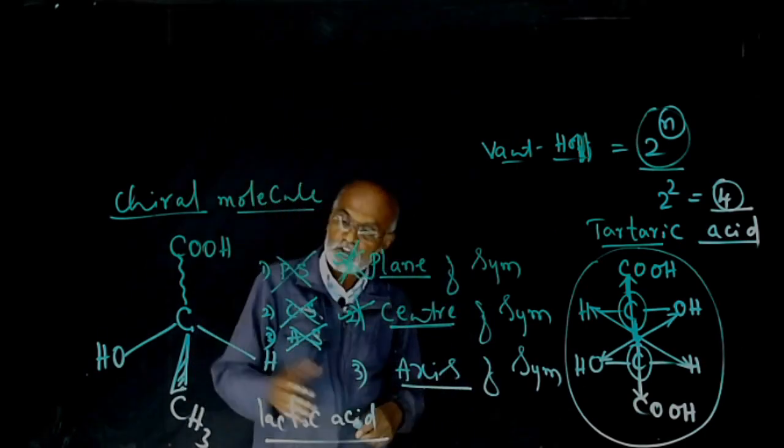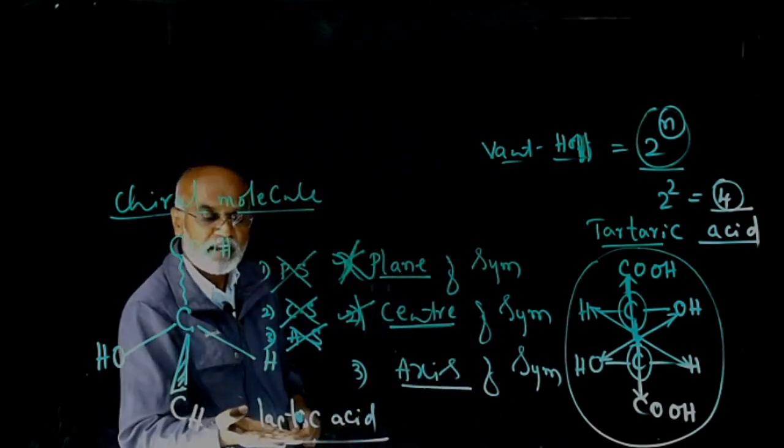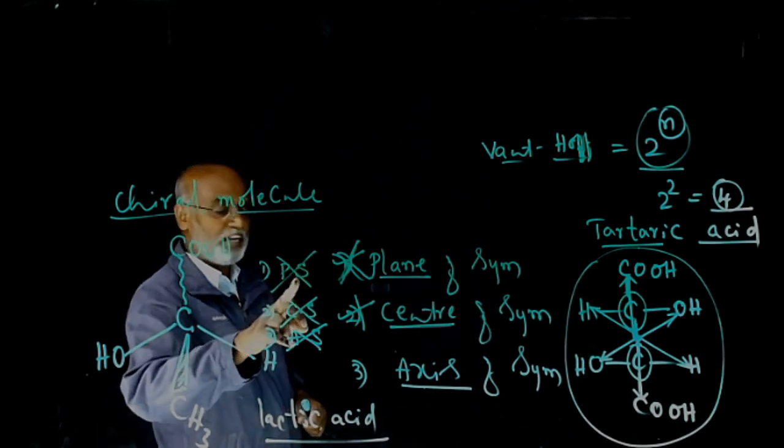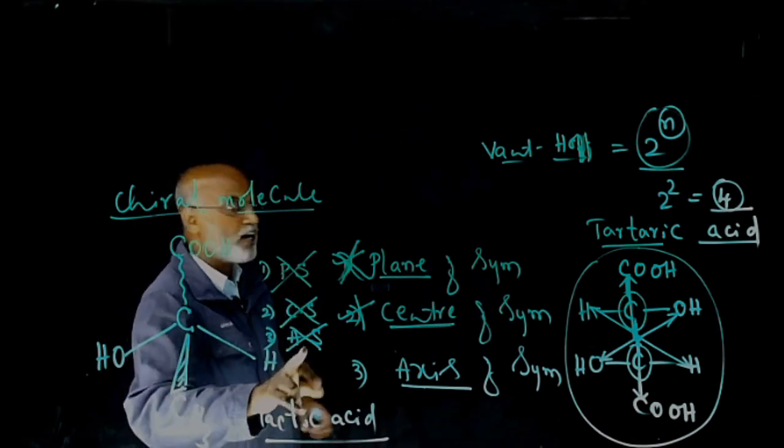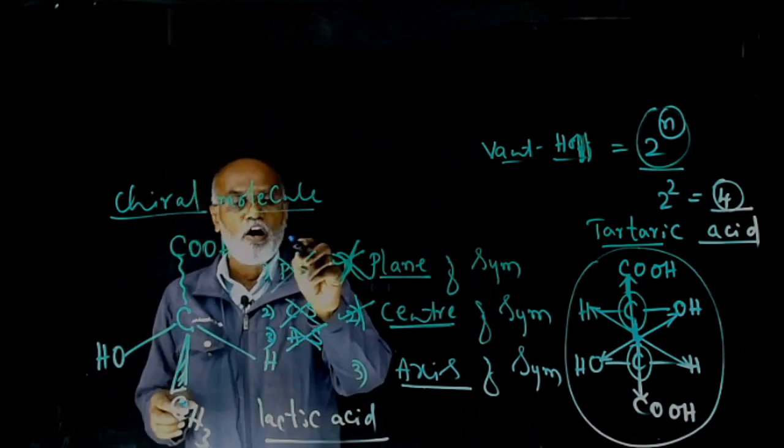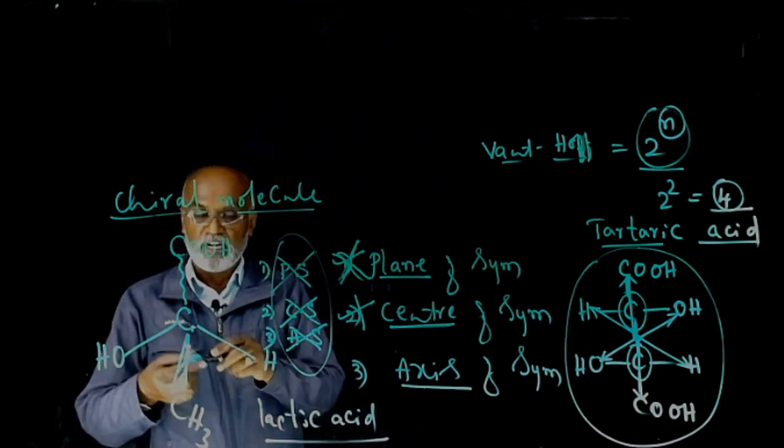So for a molecule like lactic acid, there is no plane of symmetry, there is no center of symmetry, there is no axis of symmetry. I mean to say all the 3 symmetry elements are absent.